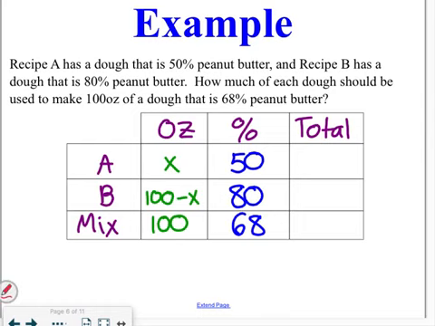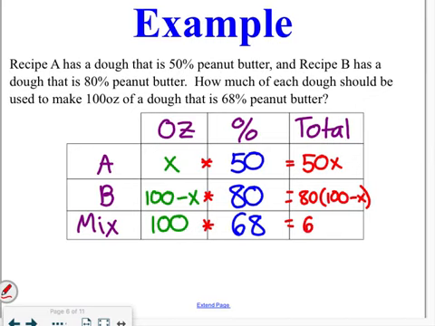Again, just like the last problem, in order to find the total column, you need to be multiplying. So we have X times 50, which gives us 50X. Then we have 80 times the difference of 100 and X. And on the bottom we have 100 times 68, which gives us 6,800.